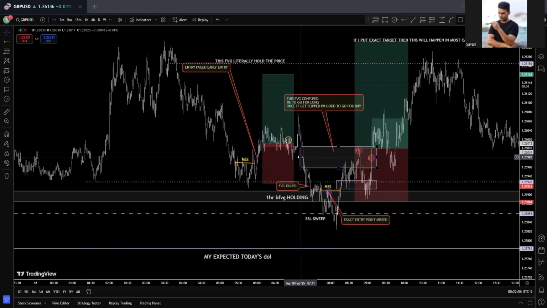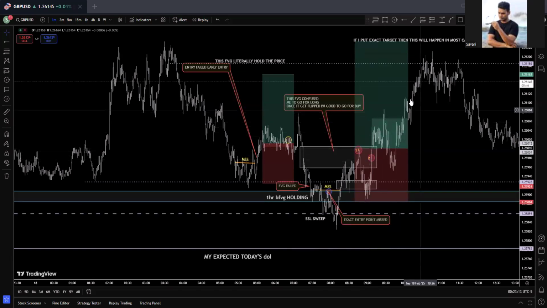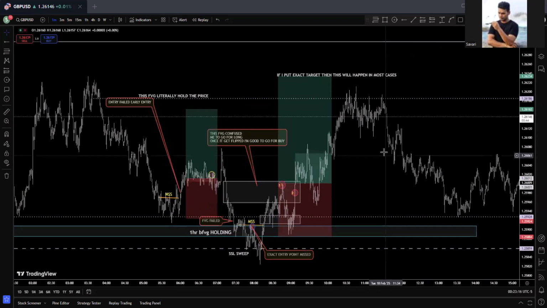So I'm not giving a try until this fair value gap gets flipped. If it gets flipped with good displacement, I was super bullish. So the perfect entry should be this. But since I was not confident, I didn't have better conviction, so I just waited for the fair value gap to flip. Once it flipped, I entered. It's a really good move.